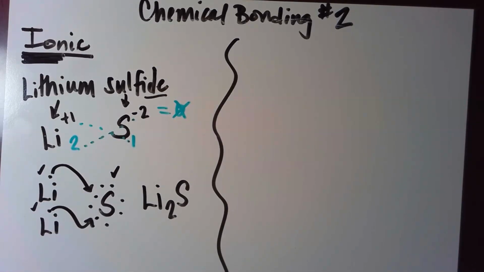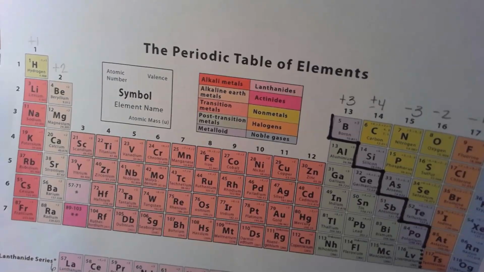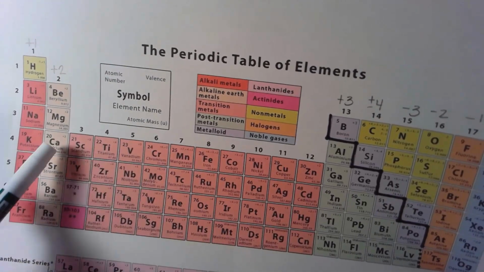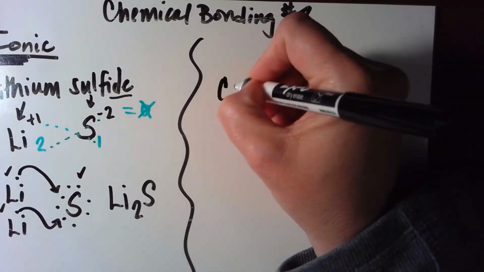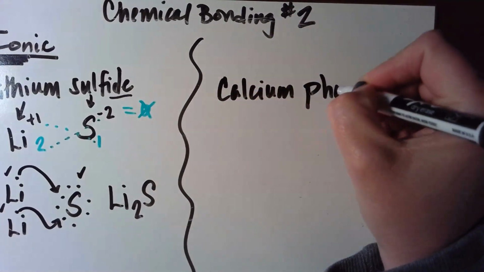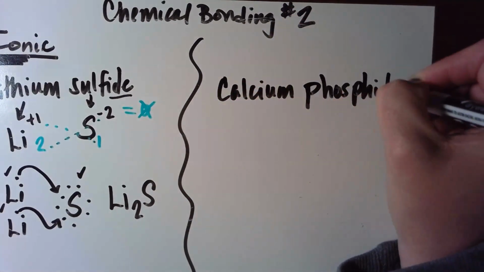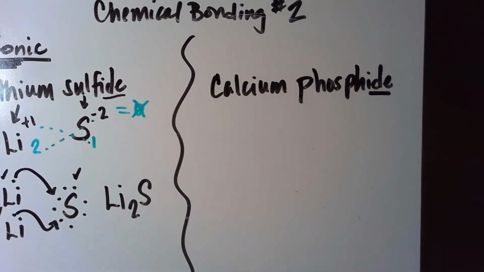Okay, so let's try calcium and phosphorus. So the name would be calcium phosphide. The -ide ending, of course, because it's the second element. The second element always has an -ide ending.